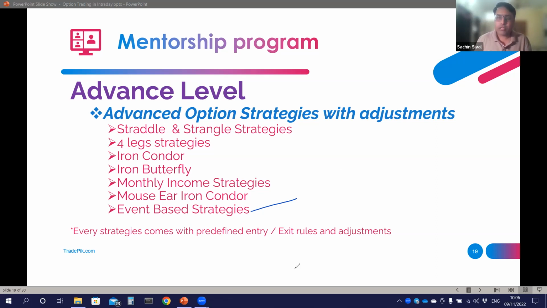We create this strategy 2-3 days before, and we square off just before the result. Let's say if a monetary policy is at 10 o'clock, we close it either 1 day before, or just when the market opens at 9:15 or 9:20. Again, every strategy comes with predefined rules, entry and adjustments, so you don't need to bother.